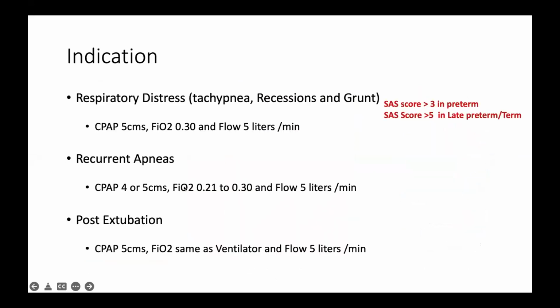So when do we use CPAP? CPAP is basically used for three categories of babies. One is for babies with respiratory distress. Second, premature babies with recurrent apneas. And the third condition we use CPAP is post-extubation.